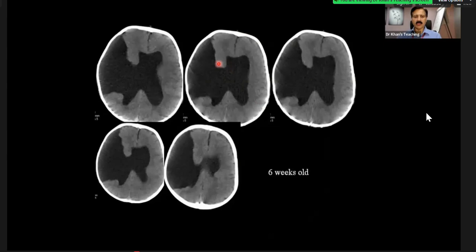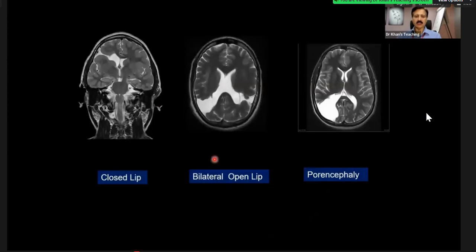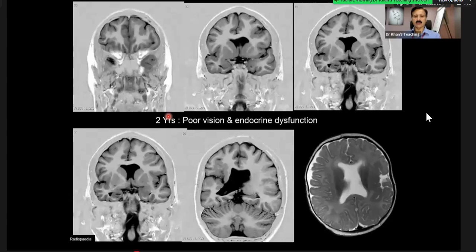And so even here, you can see that there is gray matter at the edge. And this is closed lip. This is bilateral open lip. And this is porencephaly, which goes all the way to the ventricle, but it is not lined by gray matter. And obviously, in the definition, you have to remember that it goes from the CSF of the cortex to the ventricle.